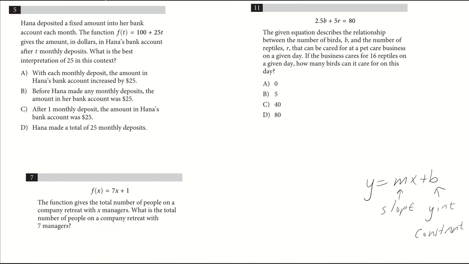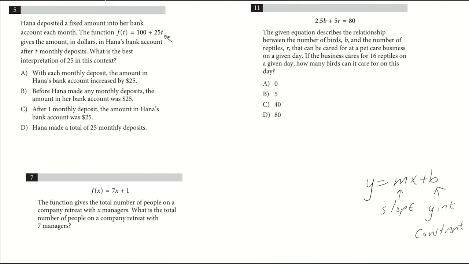So if you said that it was the slope, you are correct. And the reason that we know is because it is the coefficient of t. Now, some students might say it's 100 because it's first, but remember, it does not matter the order of addition. 3 plus 5 is 8. 5 plus 3 is 8. Doesn't matter the order of addition. So we want to make sure we're looking for that variable. So 25 is the slope of the function.